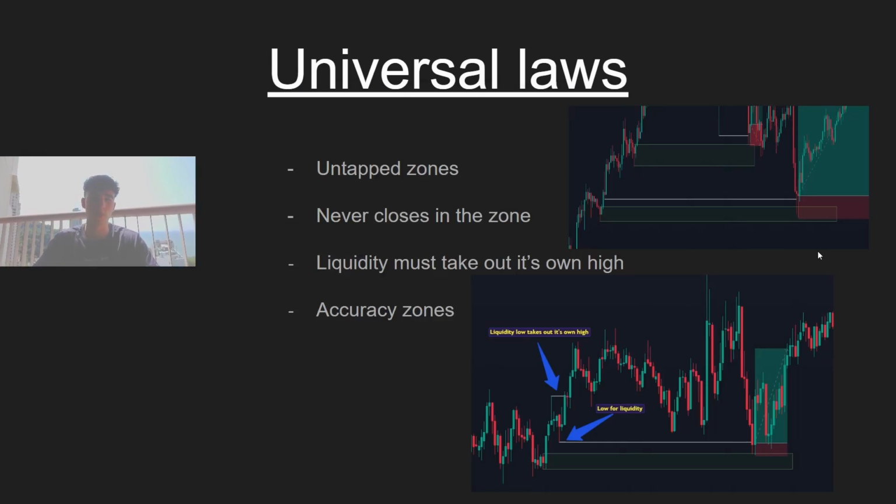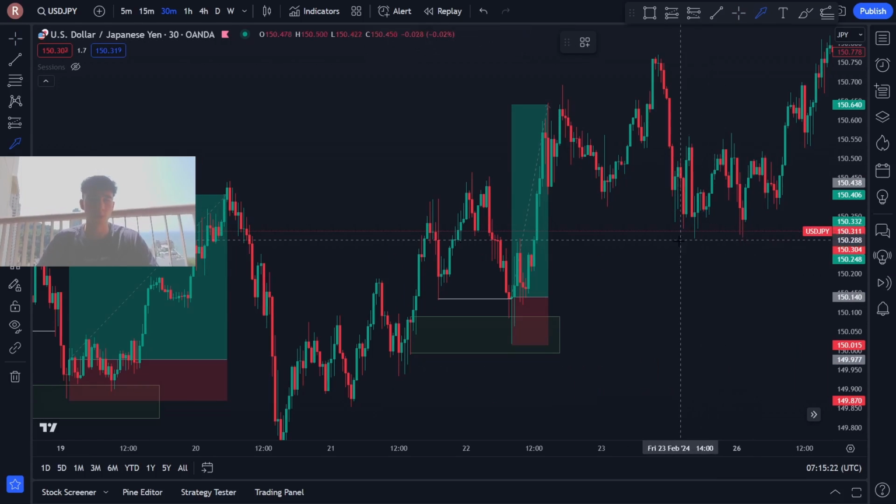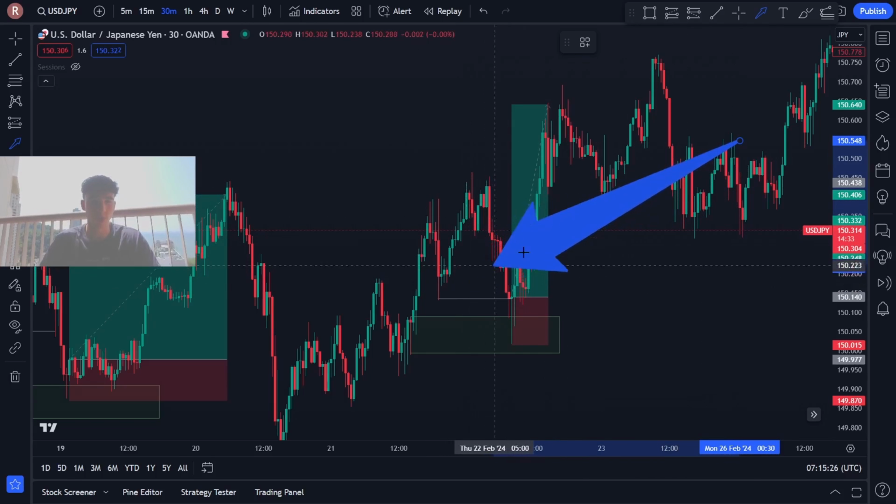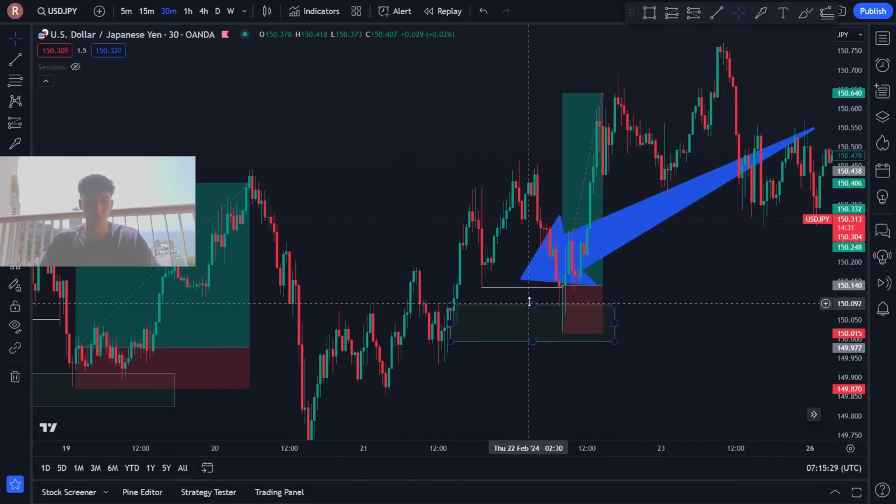But the next universal law is that liquidity must take out its own high. You can see here I've also added accuracy zones. That's a very important one that we'll touch on afterwards. So what does this actually mean? Well, this one is also quite simple once you get the hang of it, but it's a must for every single trade in this strategy. So liquidity must take out its own high.